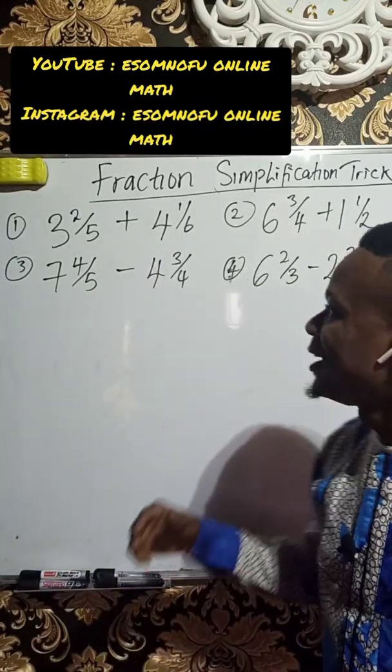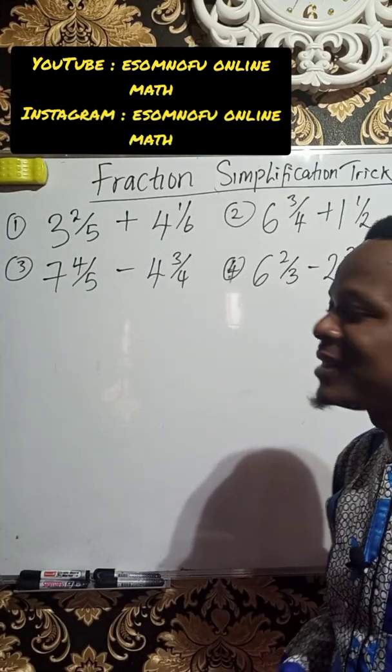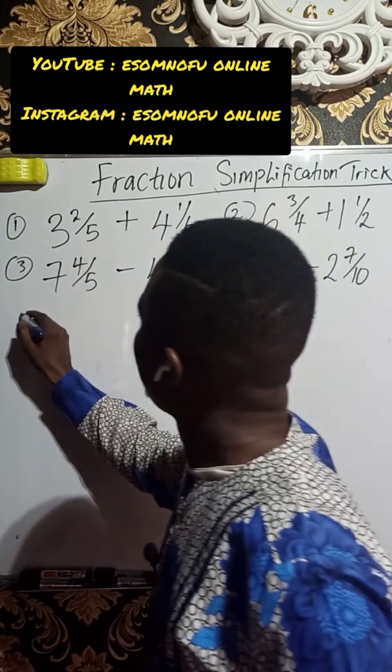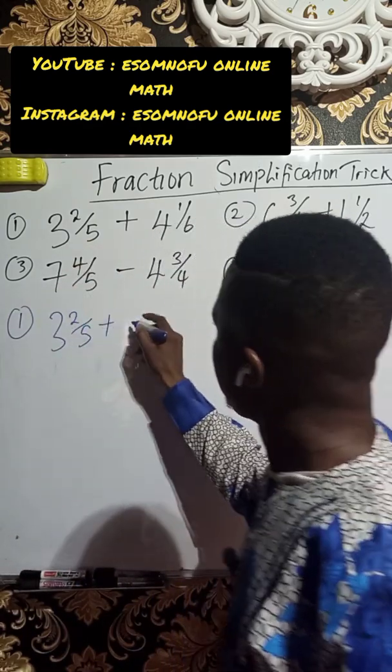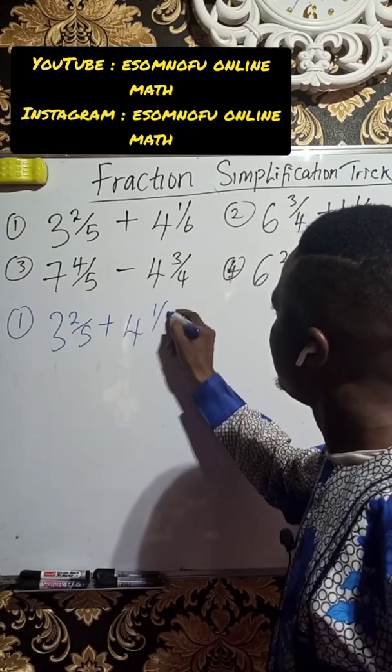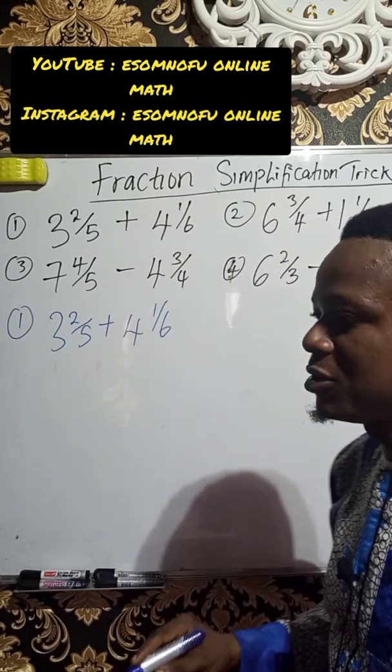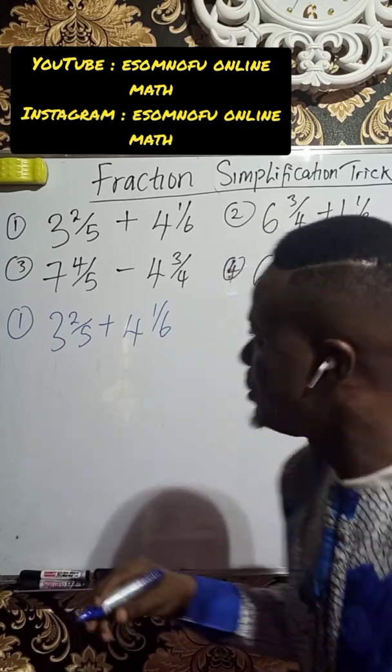Watch how I simplify this fraction in under some minutes. The first one, number one, we'll have 3 whole number 2 over 5 plus 4 whole number 1 over 6. These are mixed fractions. Don't suffer yourself changing them to improper fractions.